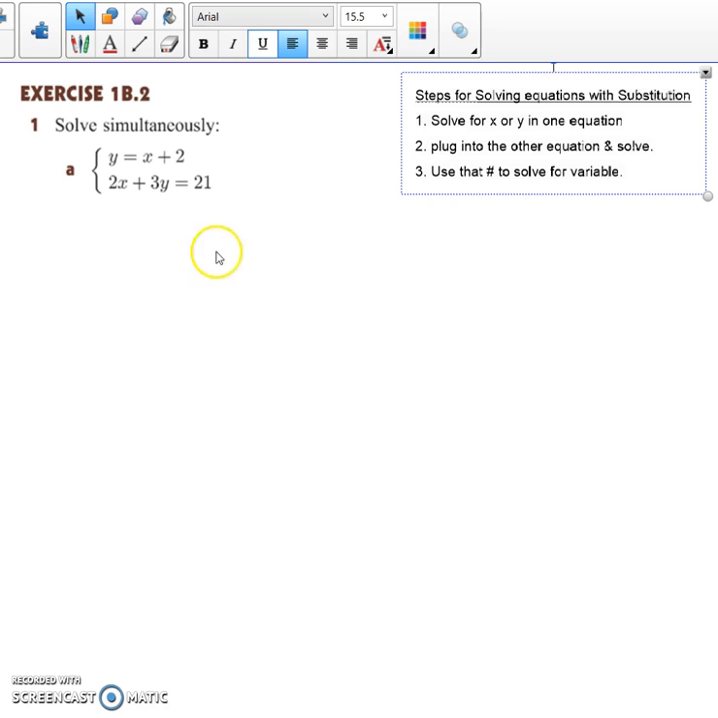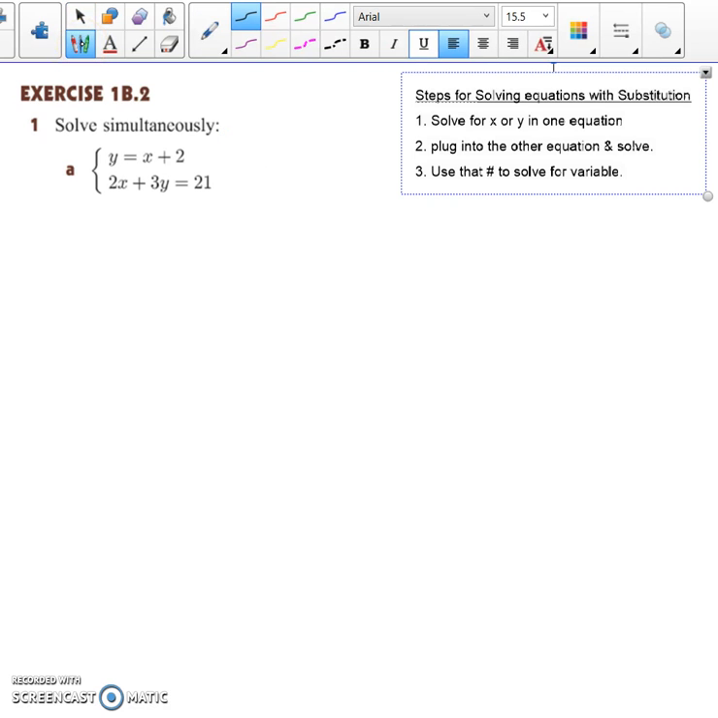So what we're going to do is have a look at this question. We've got y is equal to x plus 1, and we're going to call this number 1. Then you've got 2x plus 3y equals 21, and we're going to call that number 2. Now, because we want to find x or y, I think we could probably start by finding x. Because with this one, you've already got y is equal to x plus 2, so we've sort of got something to work with already.